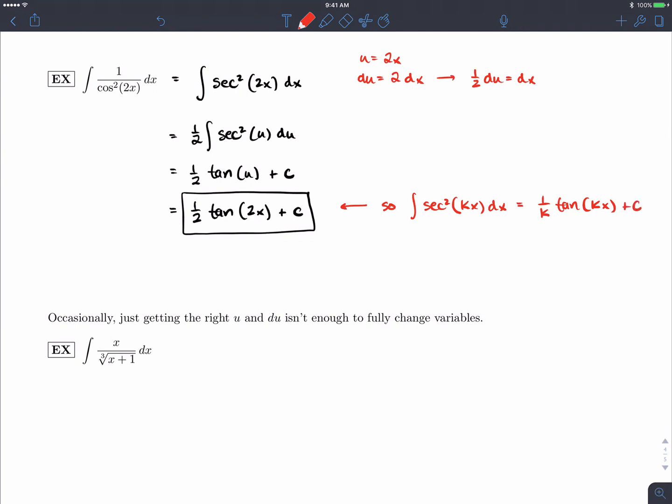We have similar special case formulas for the antiderivatives of sine kx and cosine kx on the formula sheet that I gave you at the start of class. This just sort of follows suit.